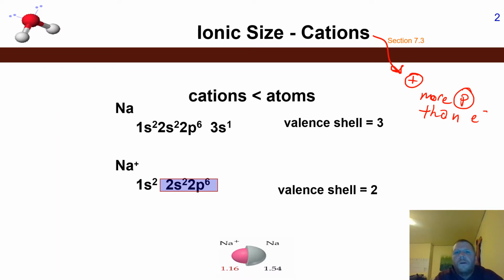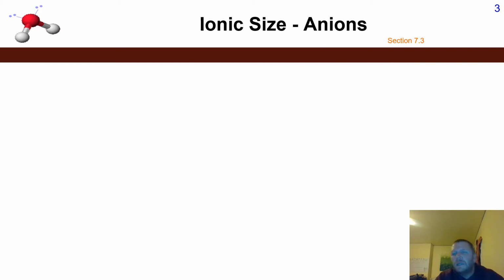Now, cations are going to be smaller than the parent atom. Okay, now let's think about an anion.